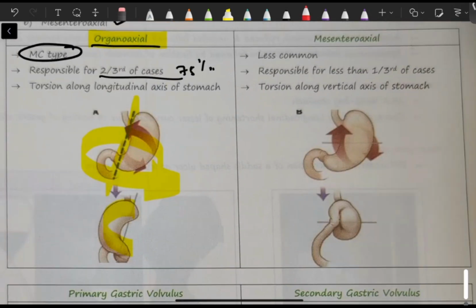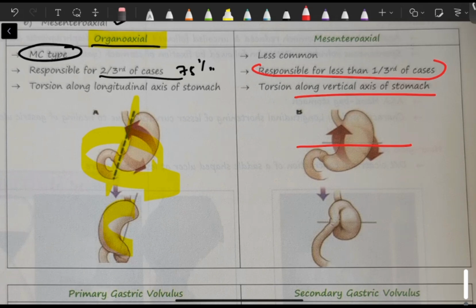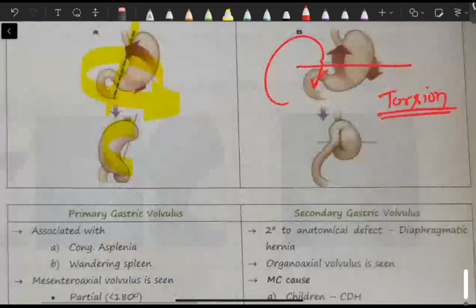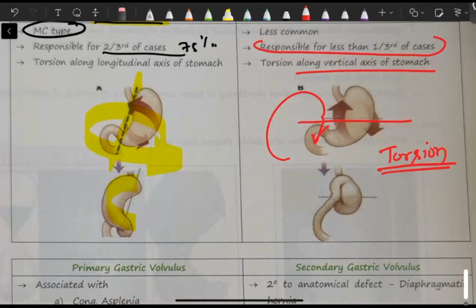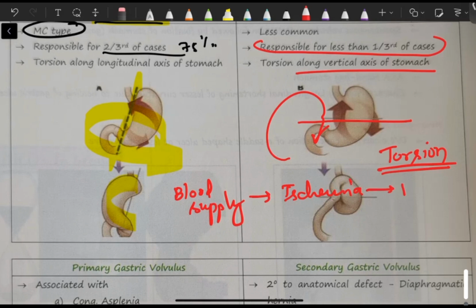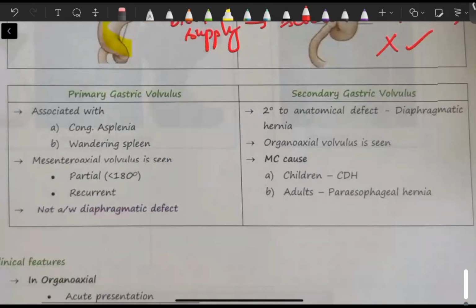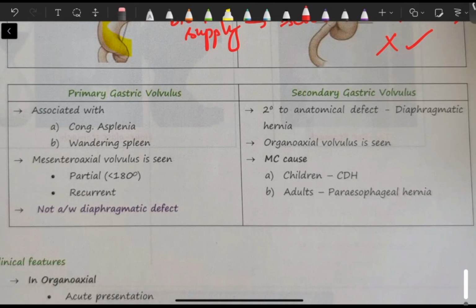If it is along the vertical or mesenteric line, this is less common and it is responsible for one-third of cases, and torsion is along the vertical axis of the stomach. Now what happens? This will rotate like this and it will get torsion. Okay, so what happens from the torsion? Volvulus basically will hamper the blood supply. If the blood supply is lost, it can lead to ischemia, and then necrosis. So the person will be losing the stomach. It will not be functioning properly also, and it will lead to other complications also. Okay, so this was about organoaxial and mesenteroaxial gastric volvulus.